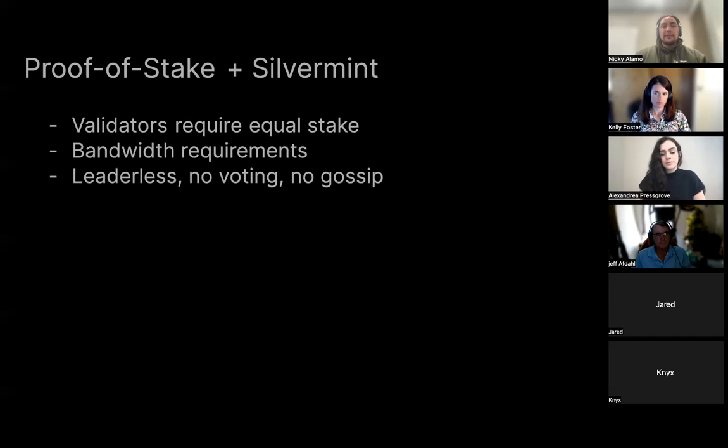Okay, so what makes Silvermint unique in the proof of stake realm? First and foremost, validators require equal stake. There isn't stake weighting on Silvermint. In other proof of stake networks, the more tokens you have on your node, the higher the likelihood you have of getting the next transaction to validate. We don't have that here; we have equal stake. The second thing is we have bandwidth requirements. Third, we are leaderless, with no voting and no gossip.